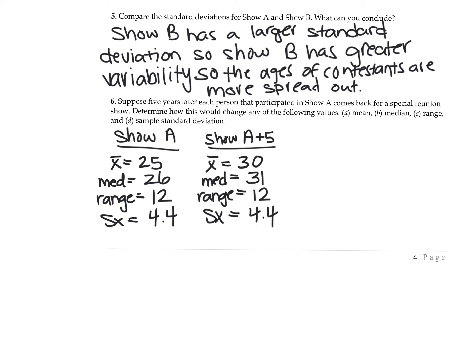So now our mean is 30, our median is 31, the range is still 12, and the standard deviation is 4.4. So it only changed the mean and the median. It didn't change the range or the standard deviation, because again, when we add 5 to each data point, it doesn't change how spread out it is. It just kind of shifts everything to the right on the number line.